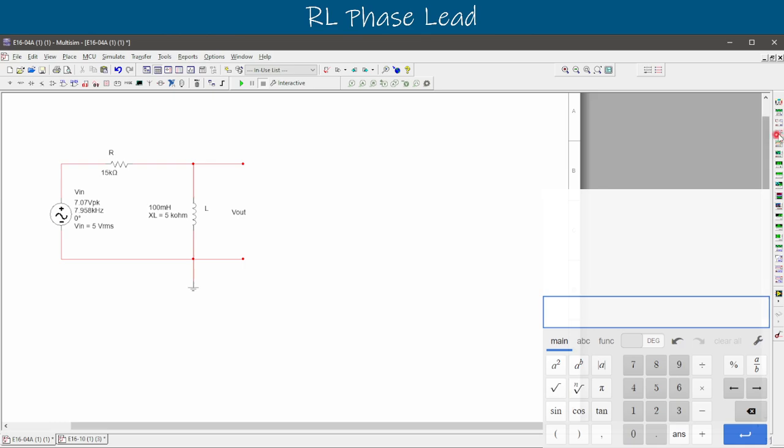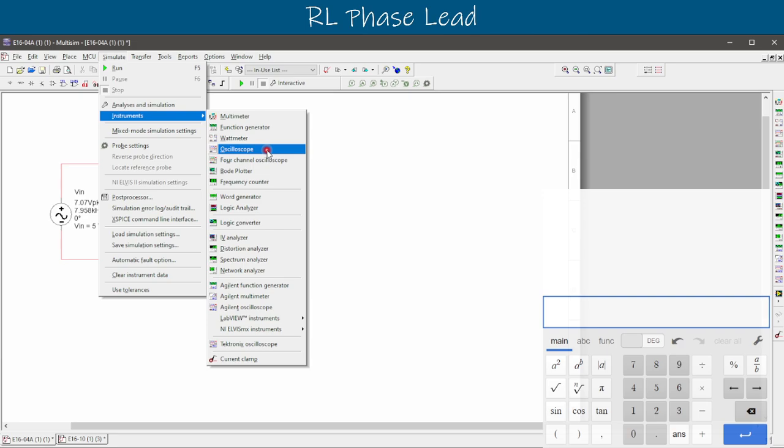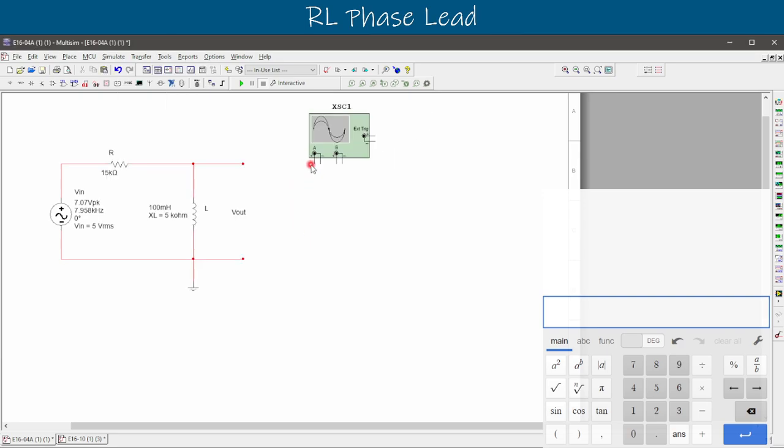That's the fourth one on the sidebar over here, or it's in your simulate instruments, and the fourth one down is your oscilloscope. We'll place that in our screen here, and channel A, positive lead, goes around our source voltage, so we'll drag and drop that over there. And the negative side goes anywhere after our source on the negative side there, so we can place that down there.